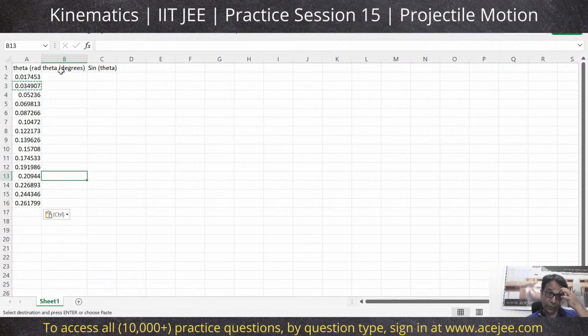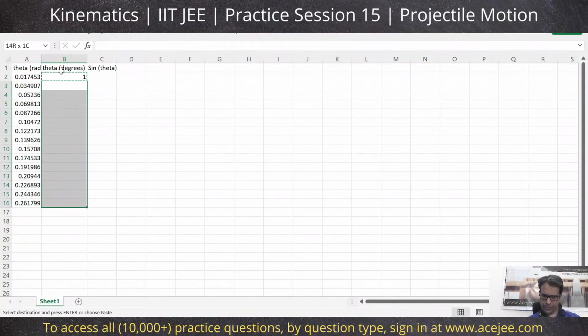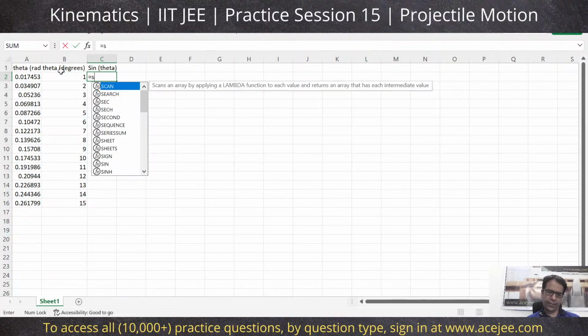Okay, and let me convert them into degrees. This radians into 180 divided by pi. So this is what we have in degrees. Now let's see till what degrees or till what radians this is a good approximation. Let's just take a sine of this.